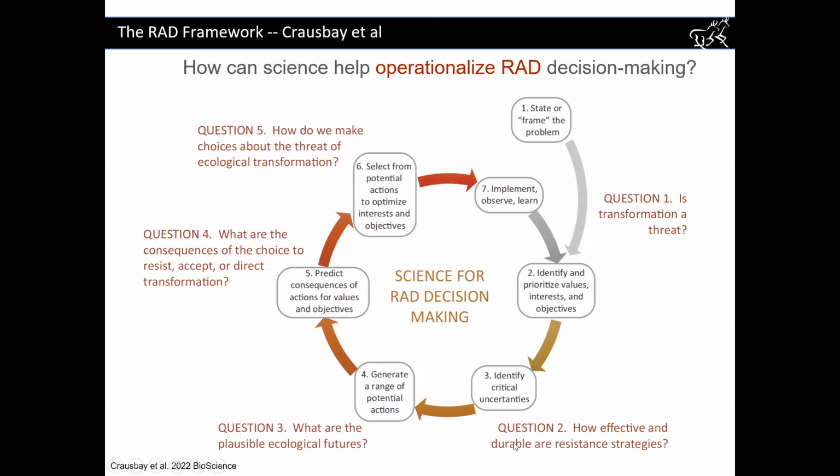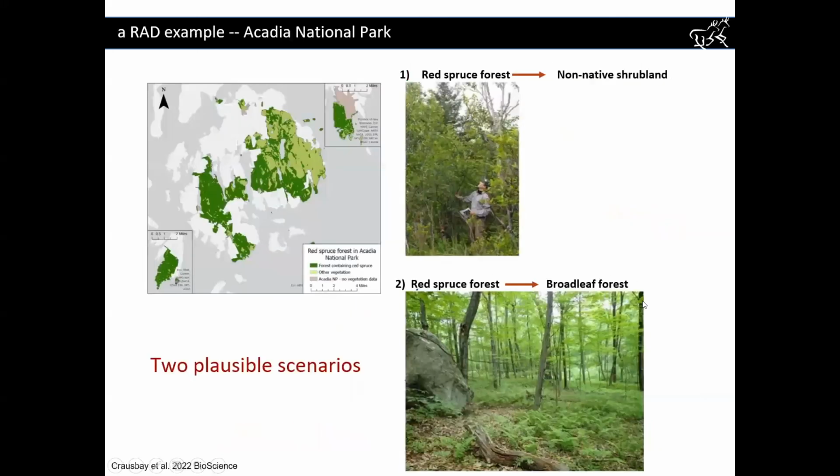Question 2, how effective, but most importantly, how durable are resistance strategies? Question 3, what are the plausible ecological futures? What does acceptance look like? We might know when we're going to lose a forest, for example, but sometimes it's hard to know what it's going to transition into. The final 2 questions are social science questions, which focus on what are the consequences of our choices to resist, accept, or direct in terms of human communities. And then finally, how do we even make these choices about the threat of ecological transformation? What are our processes there?